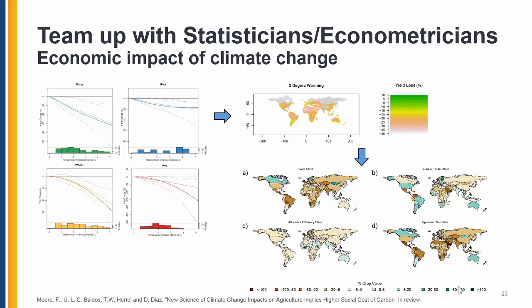So map A shows the direct effect, or the productivity effect. The next, B, shows the terms of trade effect. C shows the allocative efficiency effect, and D the total effect. So this comes right out of your welfare decomposition. So a very straightforward application of GTAP, but a very useful one. This study in particular has something important to say about the social cost of carbon, and you're welcome to read that if you have further interest in it.